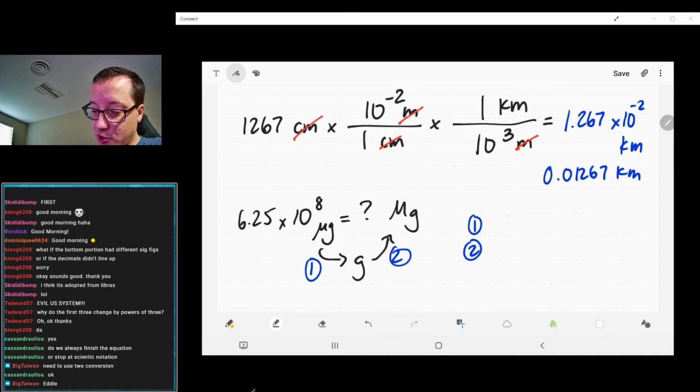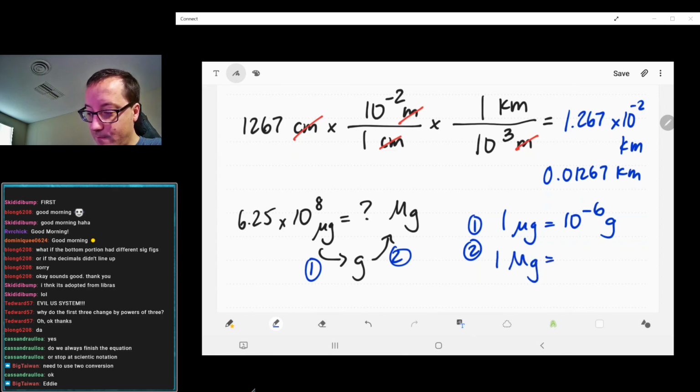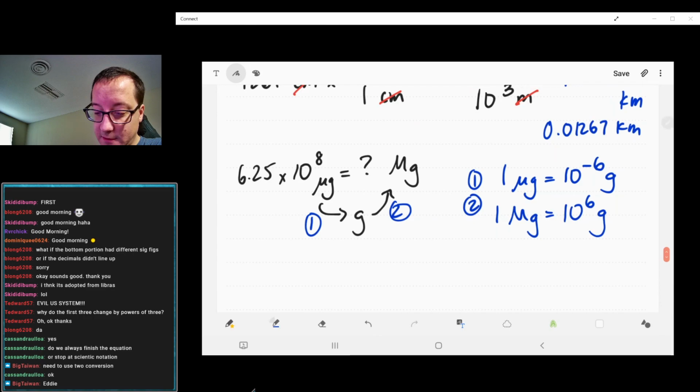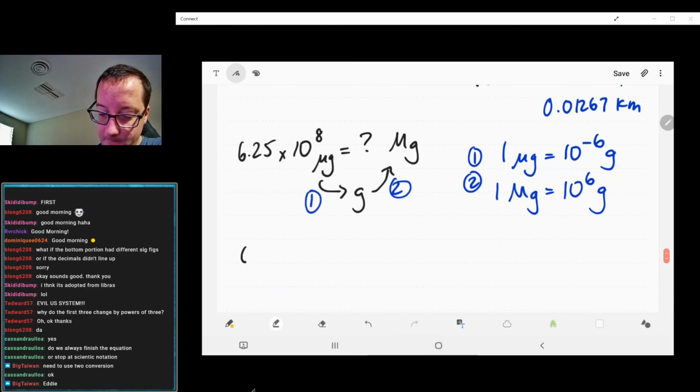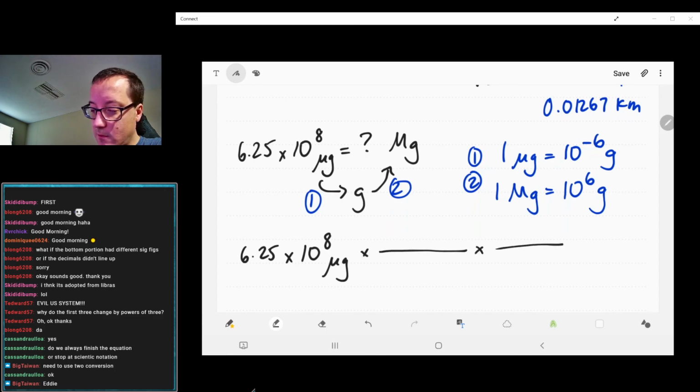If we look up on our chart, we see that 1 microgram is 10 to the negative 6th grams, and 1 megagram is 10 to the positive 6 grams. All right. And so we're going to do much the same process here. We would start with our measured quantity. And now we're going to use our 2 conversion factors to get our answer. So we have 2 things to put in here.